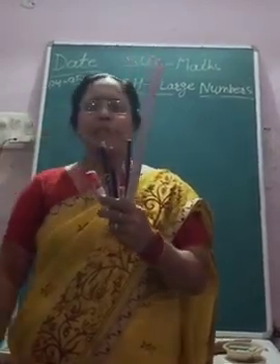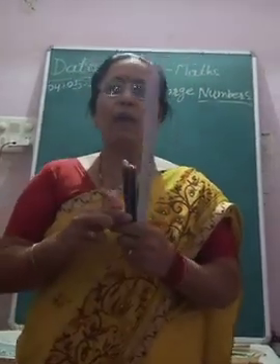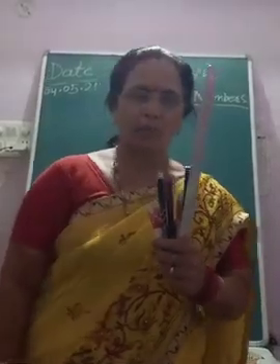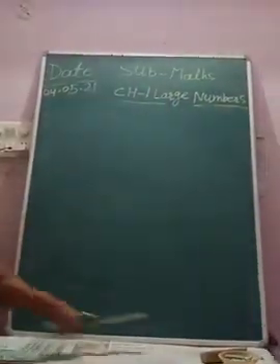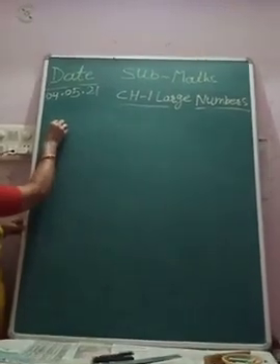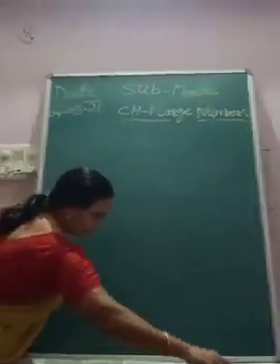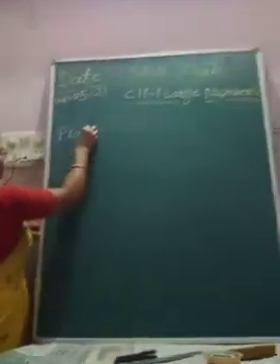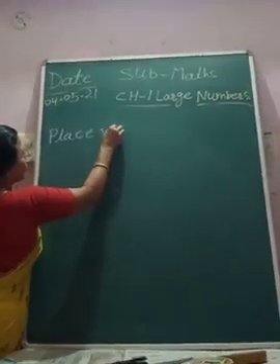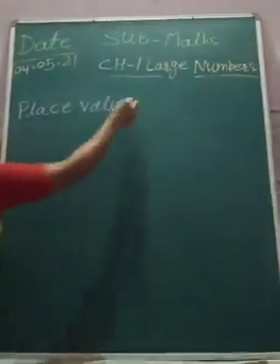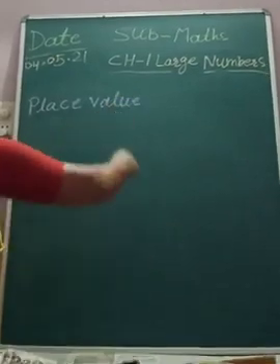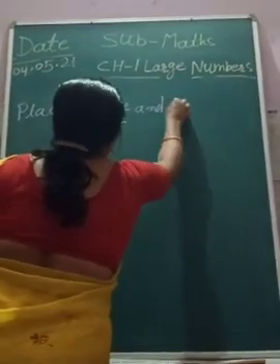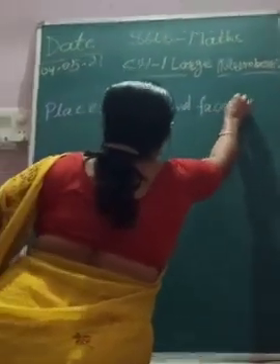First we will see the values of a number, meaning place value and face value. That I am going to explain. Just see fast. Your first topic is place value and face value.